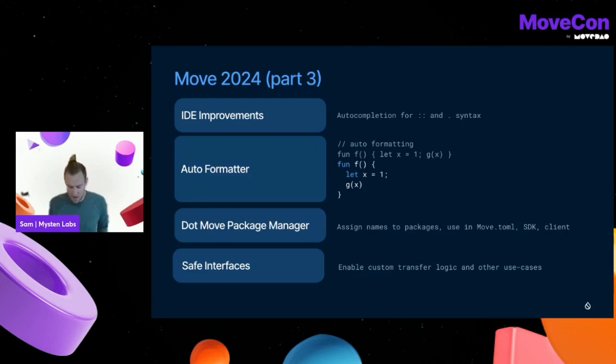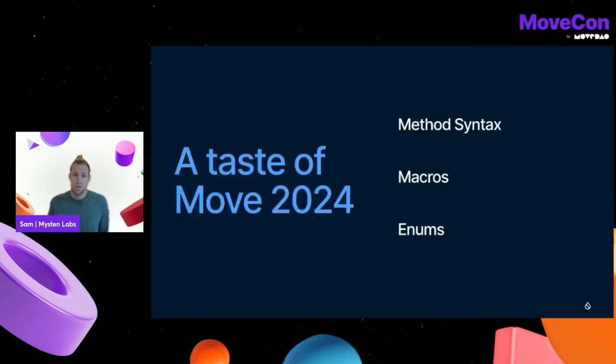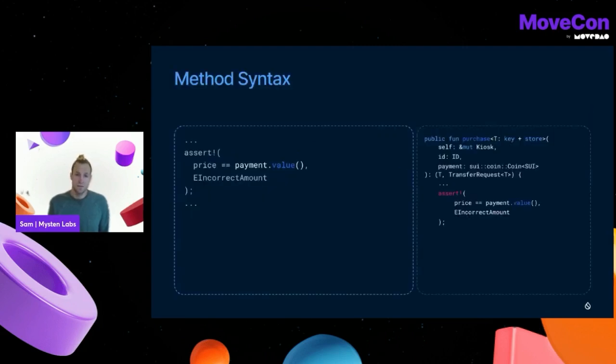And then finally, a hot topic in the Move community for a long time, working on safe interfaces to enable custom transfer logic and many other use cases that aren't enabled by these other features. That's the high-level overview. Let's now go into each of the three big headline features that are now available or just becoming available. So for method syntax, the idea is just in each of these examples, I'll show the big example on the right, and then on the left, we'll zoom in and look at particular features of what's going on.